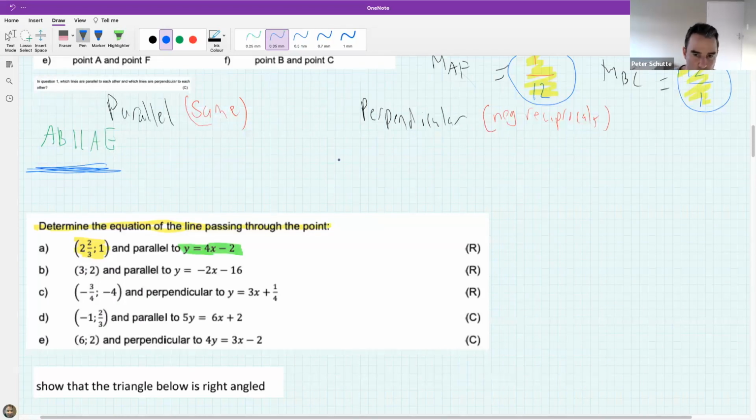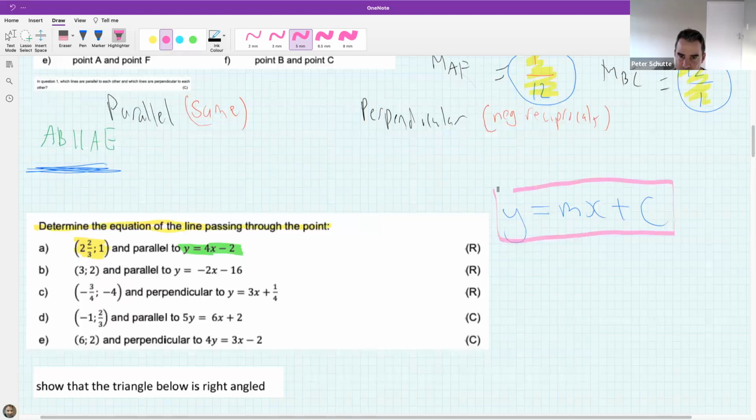Now, we know that all straight lines can be written in the form y equals mx plus c. I want to ask someone in the class to help me. I have a feeling that because the line I am looking for and the line that I'm given are parallel, I might be able to use some information. Who can tell me how I can use this parallel thing to my advantage?